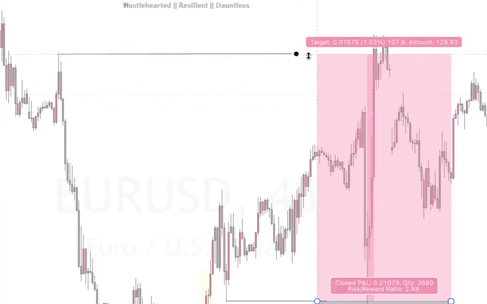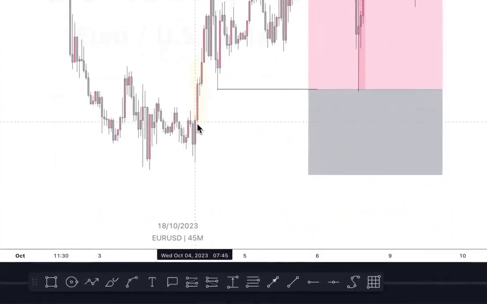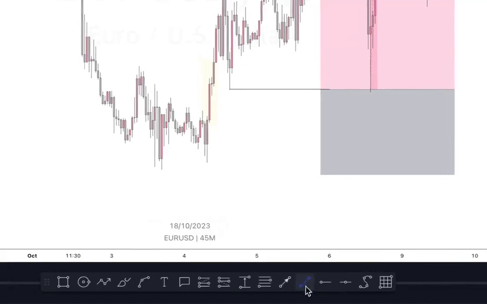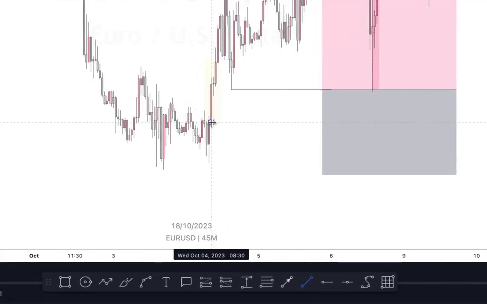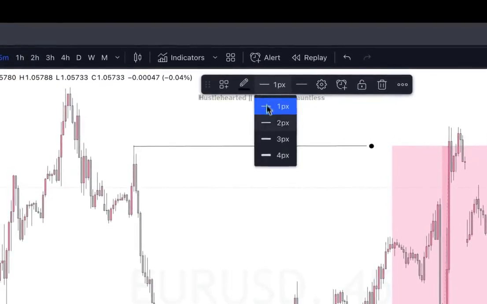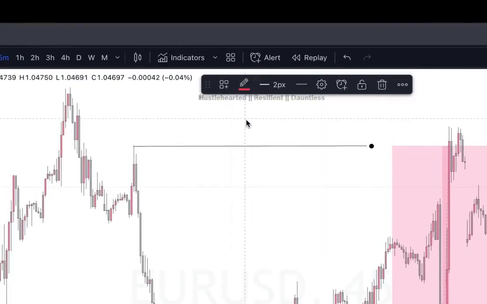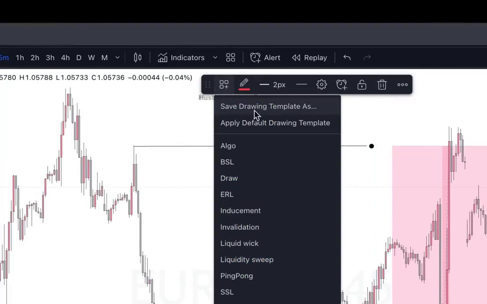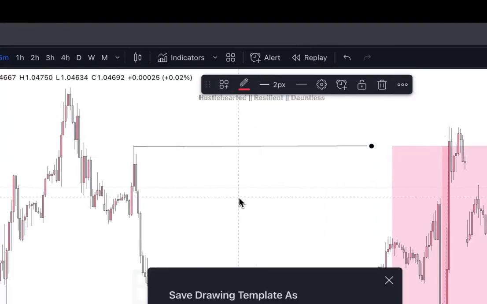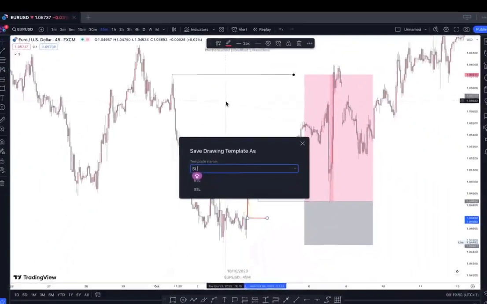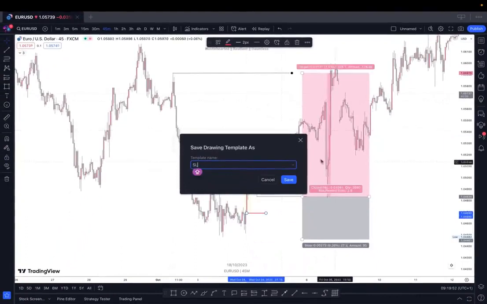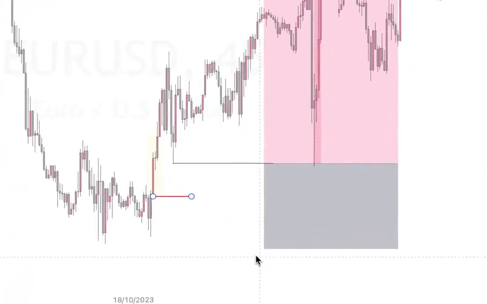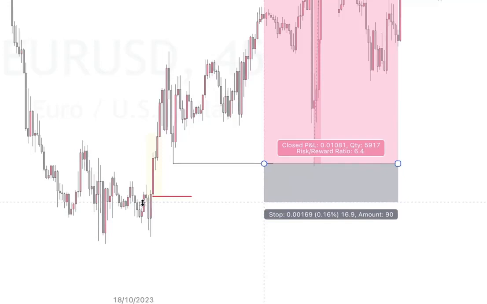Target the internal range liquidity, right? And then my SL will obviously be below the gap. That is where I'm going to place my SL, obviously below the gap. So I think I need to set this as a preset, right? Save drawing template as SL. Save. It will be below the gap, so you have something like this.